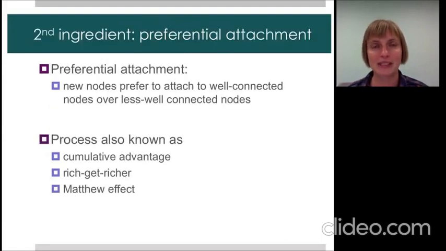Now let's turn to the second ingredient, which is that of preferential attachment. Here, when the new node comes in, it's going to want to connect to the popular kid and not to the less popular kid, or the loner. And this process is also known as cumulative advantage or rich get richer or the Matthew effect, meaning that if you already have a lot, you're going to get even more. And here we're talking about edges as being the wealth.